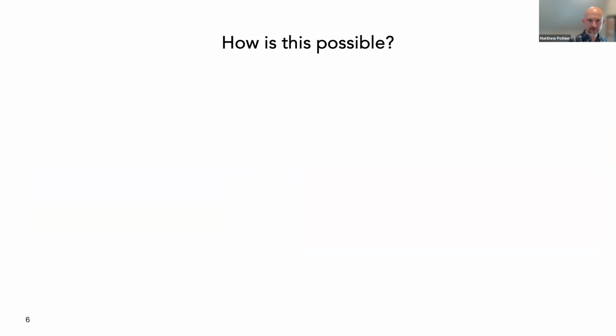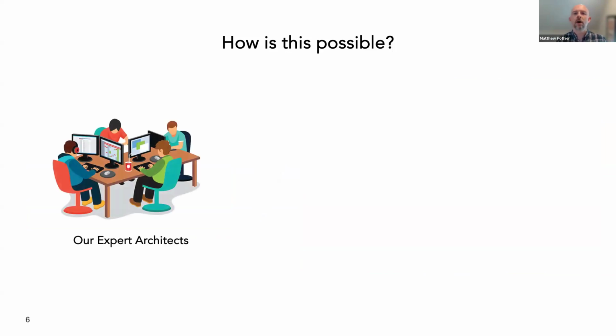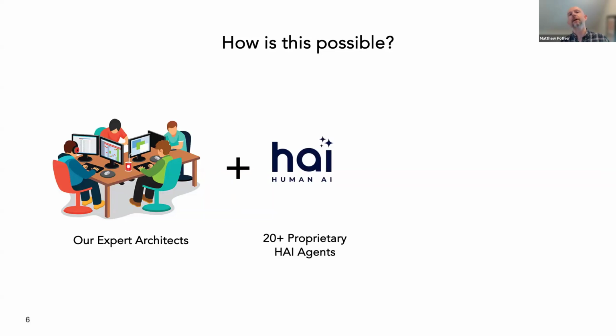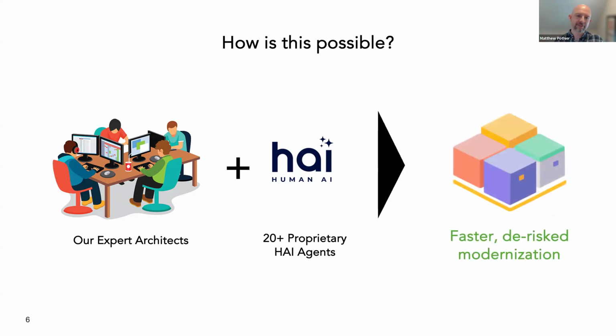So let's dive into it a little bit. Again, the key here is that we, Presidio, have a whole team of public sector focused expert architects. And these architects are amplified by a set of over 20 proprietary human AI agents. These agents are our force multipliers. They basically automate the laborious work of untangling legacy code, identifying technical debt, mapping dependencies, all these things that architects and engineers would be doing. That's accelerated through the use of these agents. What that does is this leads to faster, de-risked modernization.